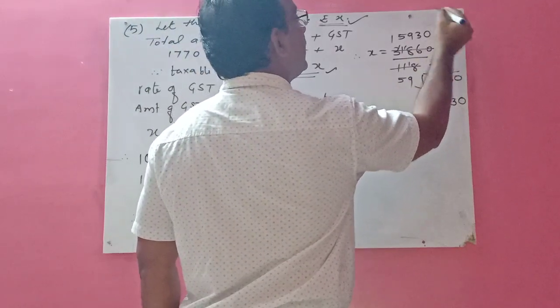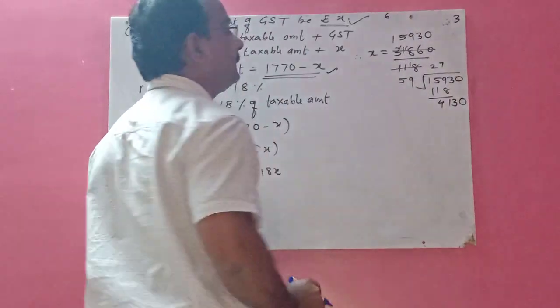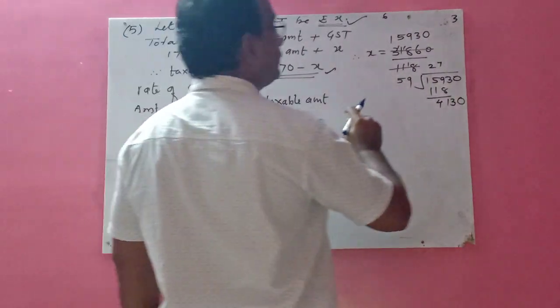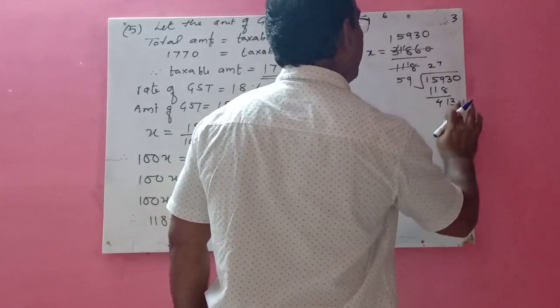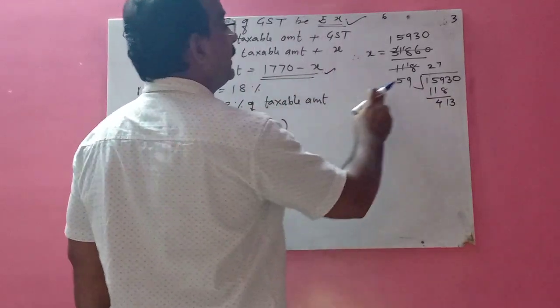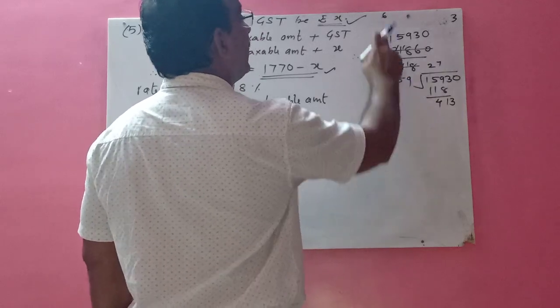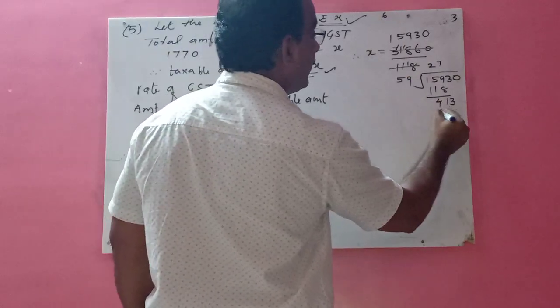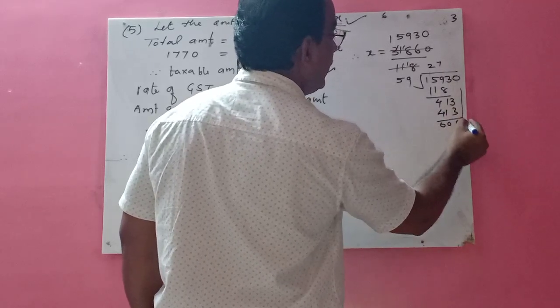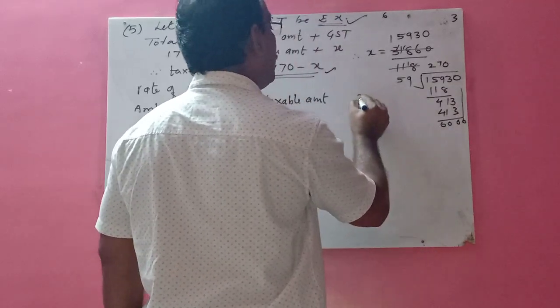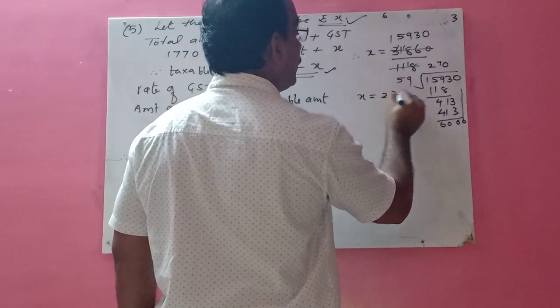So 59 sevens, how much will I get? 7 nines are 63, carry 6. Right children, sorry, here first you write 3 and carry 6. Then 7 fives are 35, 35 and 6 is 41, correct. So you will get 413, then 0 0 0 and this 0 here. So what did you get? X is equal to 270.